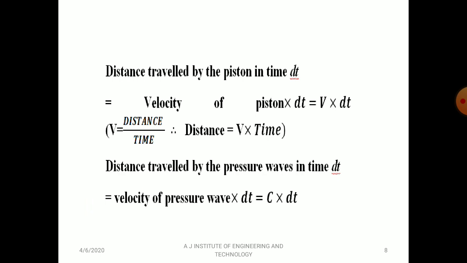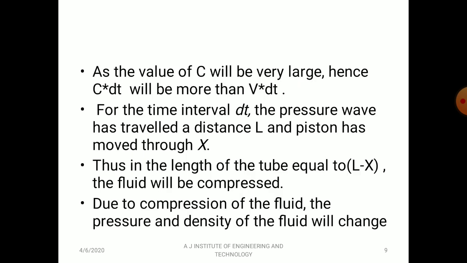Similarly, the distance traveled by the pressure wave in time dt. There is a disturbance that is going to move a distance of L. So L equals the velocity of the pressure wave. I already told you the velocity of the pressure wave is taken as capital letter C. So C into time, and the time is the small interval dt. So L equals C into dt for the pressure wave, and x equals V into dt for the piston. Now, as the value of C will be very large, C into dt will be more than V into dt, because the pressure wave has a velocity more than the velocity of the piston. So the product C dt will be more than the product V dt.